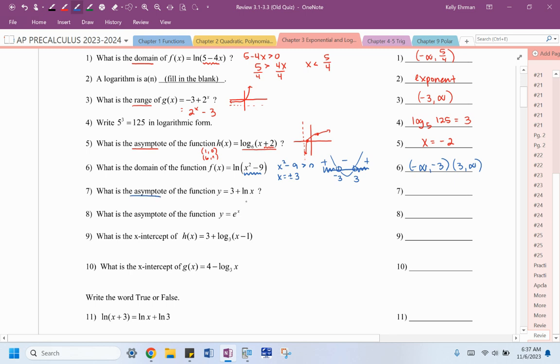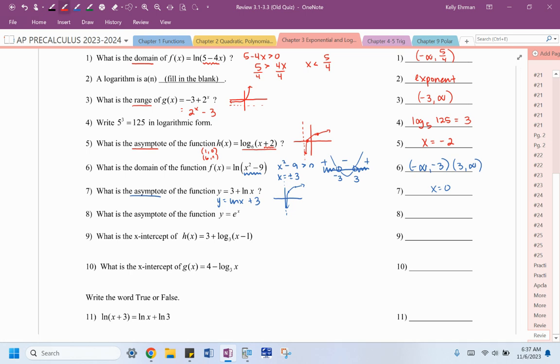What is the asymptote of this function? So again, you could look at this as natural log of x, plus 3 on the end. So it's a natural log graph. It's been shifted up 3 units. That doesn't change where the vertical asymptote is. So it's still x equals 0. If you want to graph the thing, you could. Something like this.